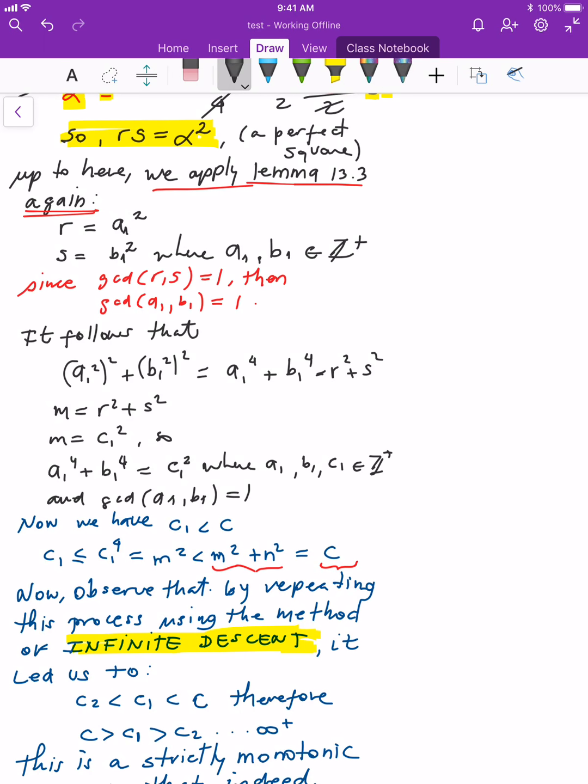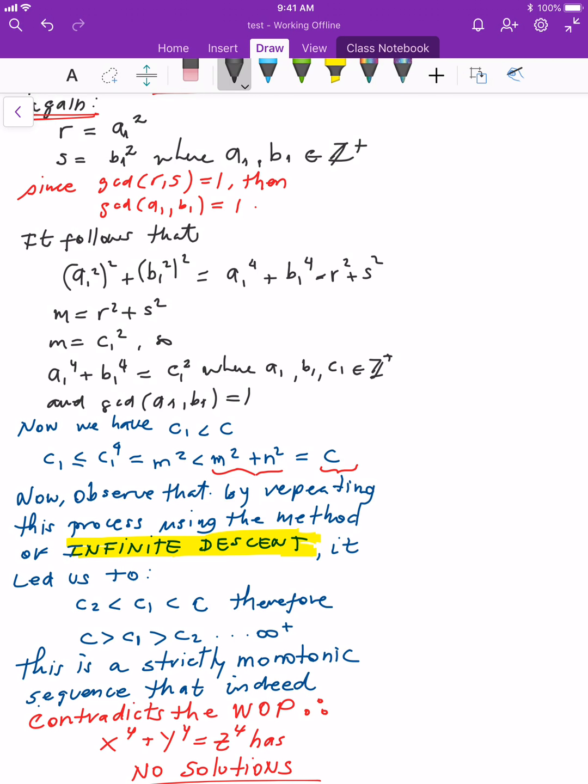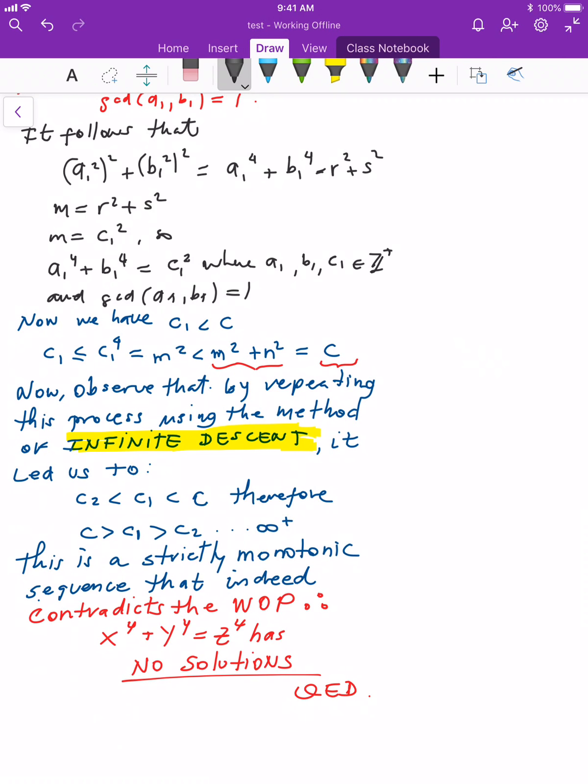Up to here, we applied lemma 13.3 again. So this is the second time. So we have already applied twice theorem 13.1, the Pythagorean triplets. Now we're applying lemma 13.3 for the second time. Let's call it r equal to a1 squared this time, s equal to b1 squared, where of course a1 and b1 belong to the set of positive integers. Since the GCD of r and s is equal to 1, the GCD of a1 and b1 is equal to 1, it follows that our new equation will have this form.